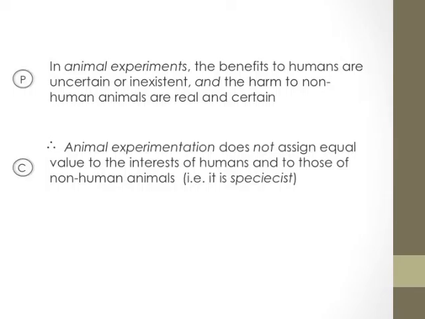So we have a premise that says, in animal experiments, the benefits to humans are uncertain or nonexistent, and the harms to non-human animals are real and certain. And then the conclusion, which is that animal experimentation does not assign equal value to the interests of humans and to those of non-human animals. Again, this might not always be necessary, but we might want, for completeness' sake, to add a tacit premise, so as to tighten the relation between the premise and the conclusion.